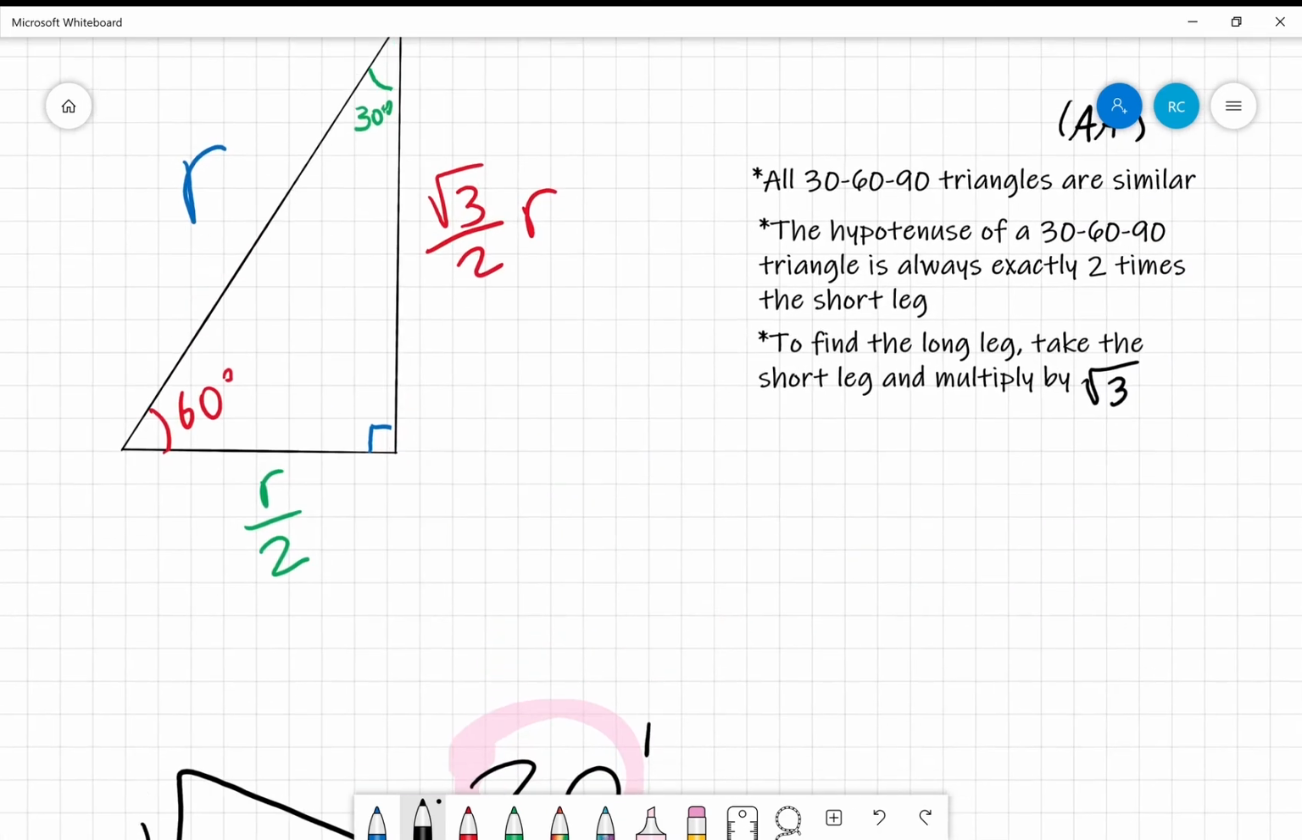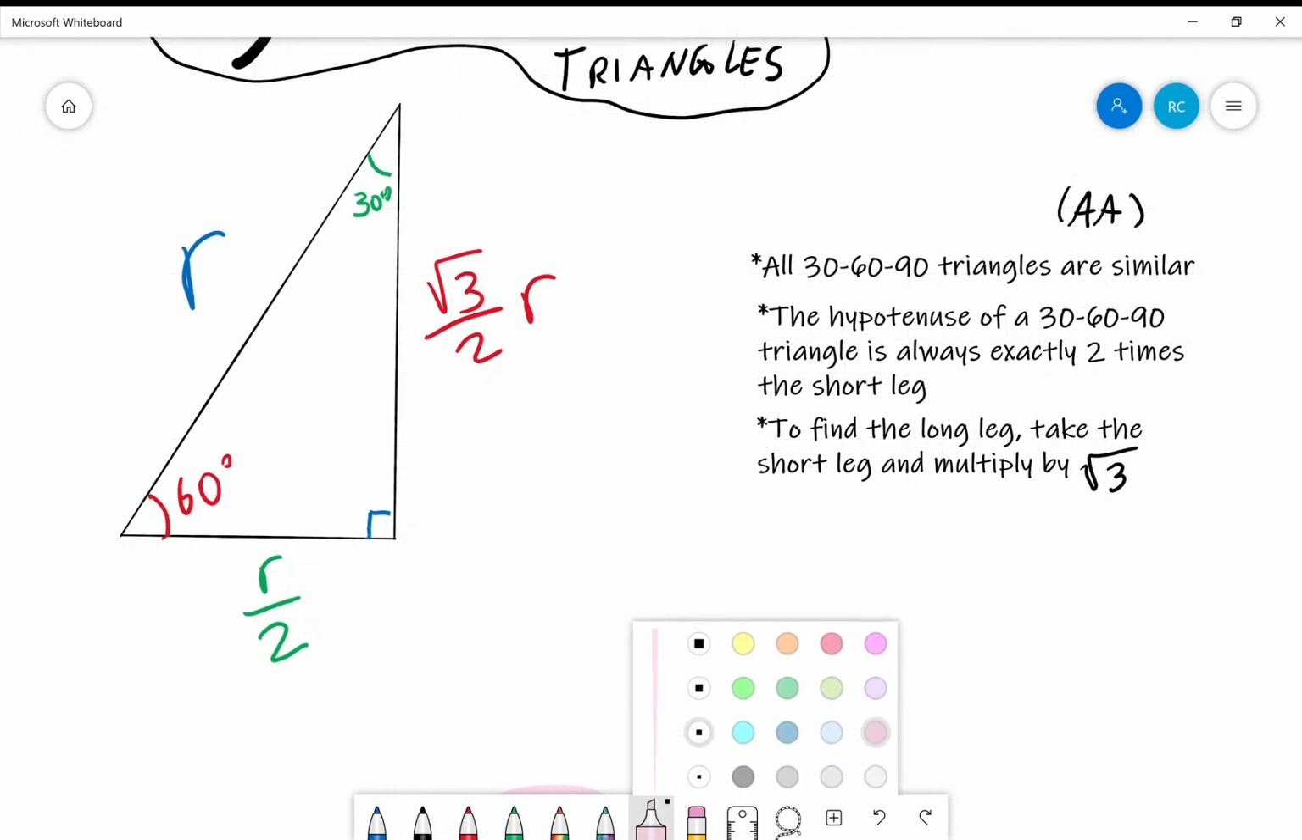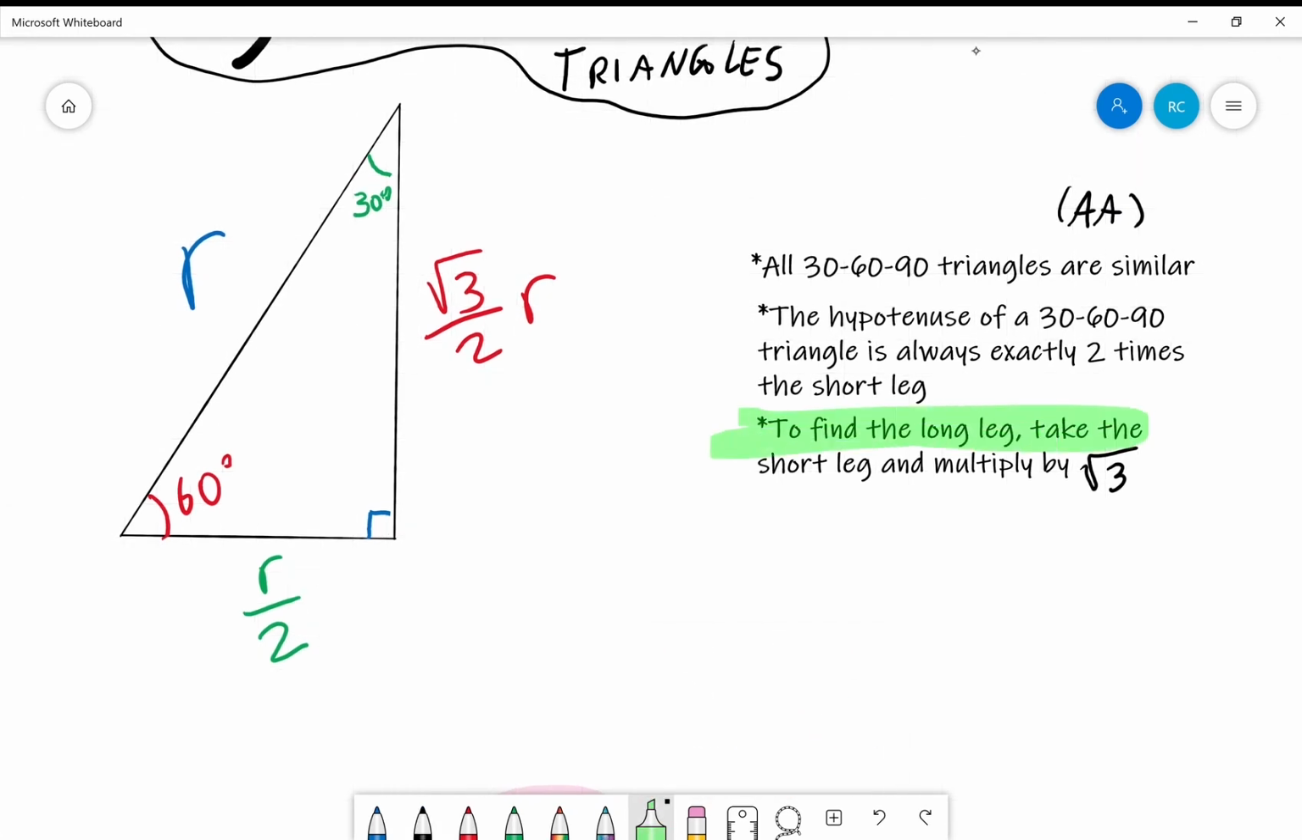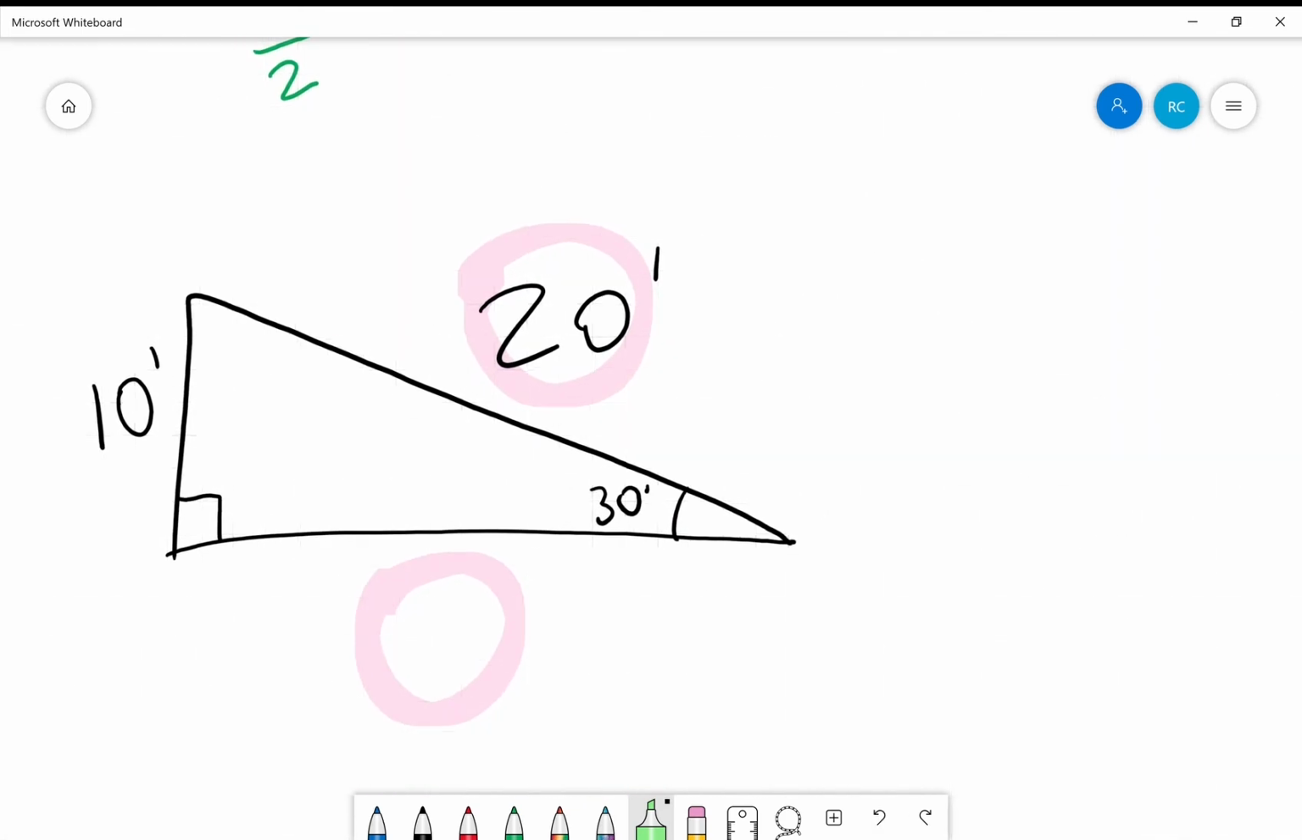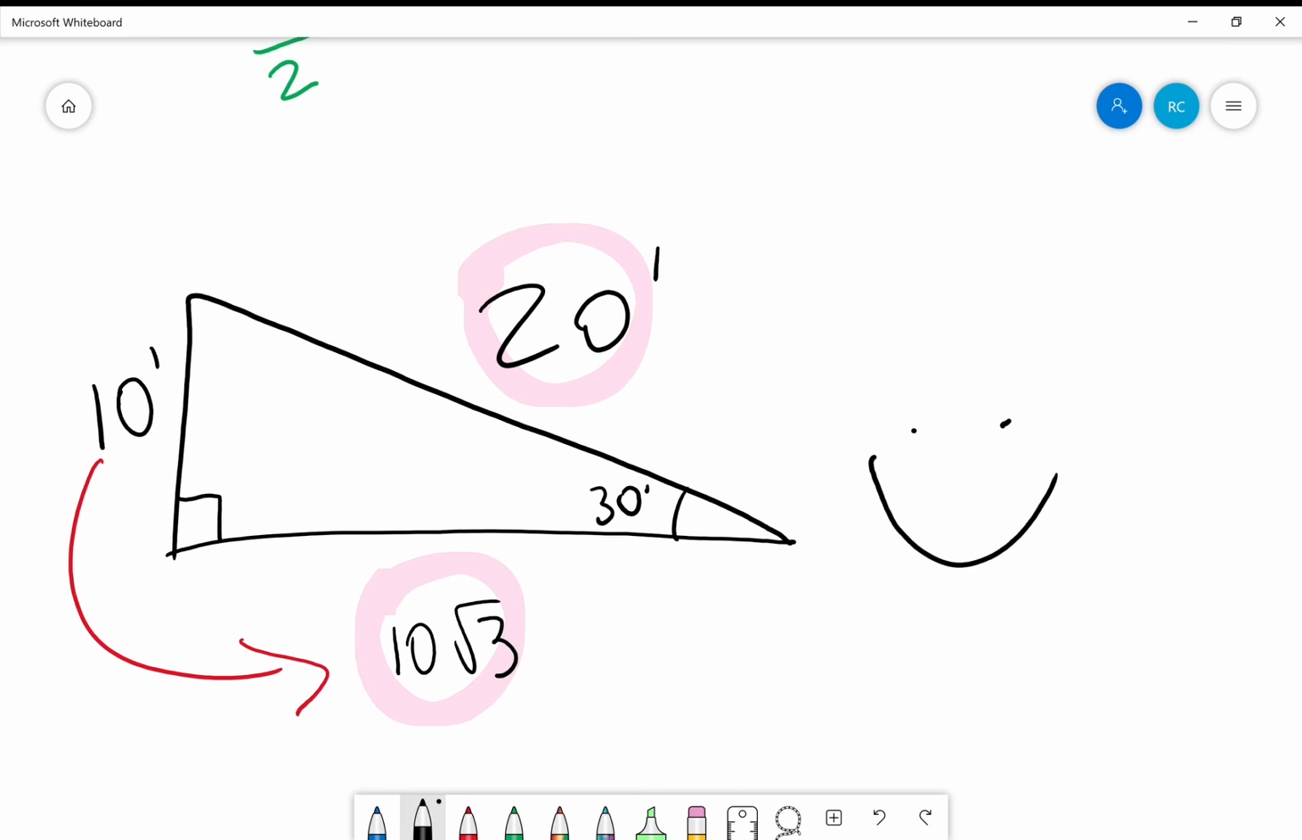Okay? And then I see here that to find the long leg, which is what we need, take the short leg and multiply it by the square root of 3. So we're going to do that. We get 10 times the square root of 3. And that's it. We're done. Big happy face. We are absolutely done. Once you have this pattern down, it gets really fast. I wouldn't necessarily say easy, but it gets really quick.